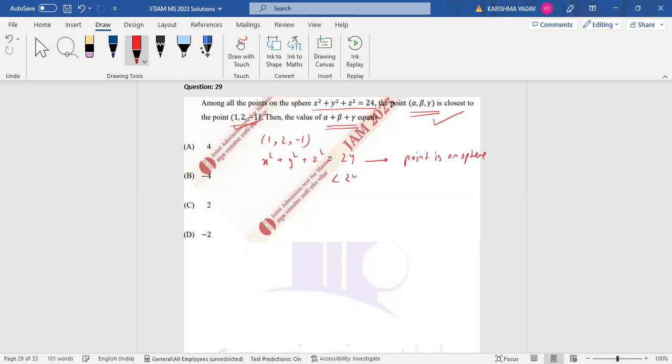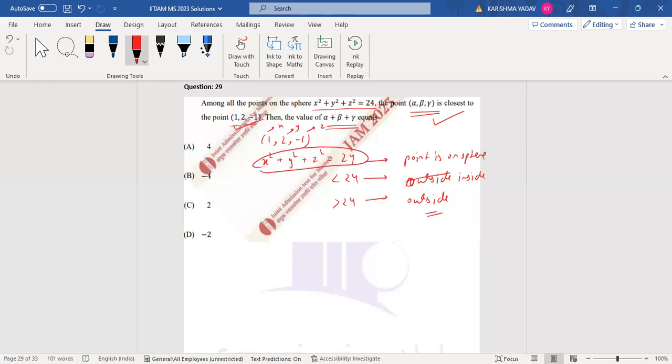And if this is less than 24, then the point is inside the sphere, and if it is greater than 24, then it is outside the sphere. Okay, so we'll just apply this rule. Let's apply it to the point 1, 2, minus 1 to check where it is lying. So we have x equals 1, y equals 2, and z equals minus 1. Let's put the values in this equation and check whether the result is less than or greater than 24.